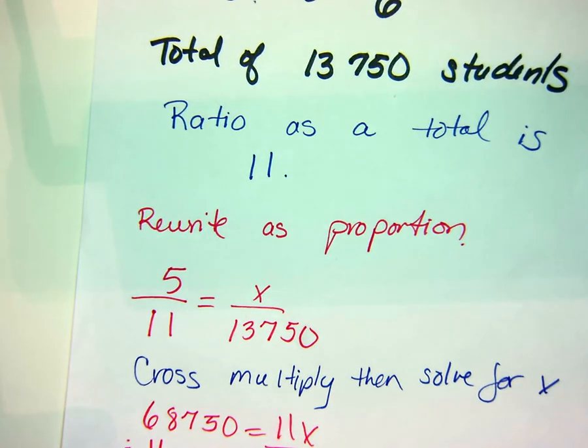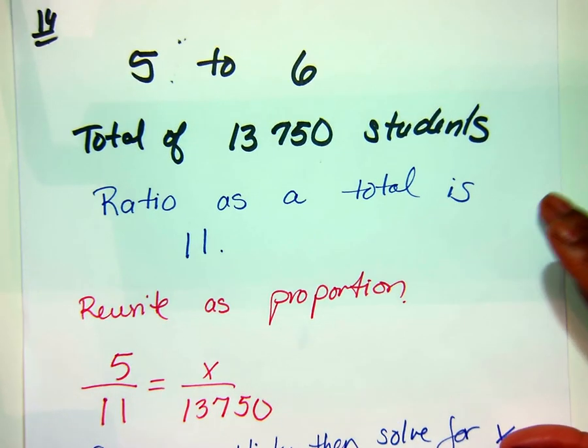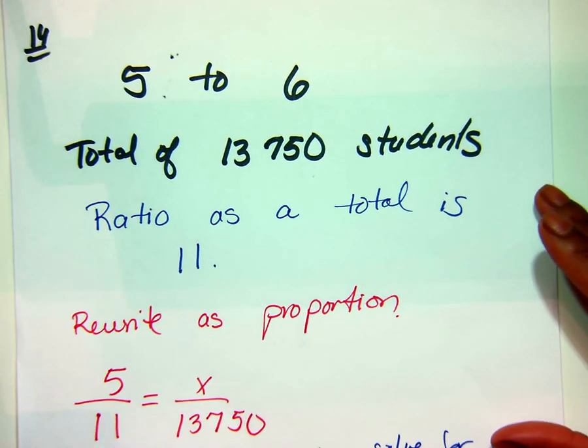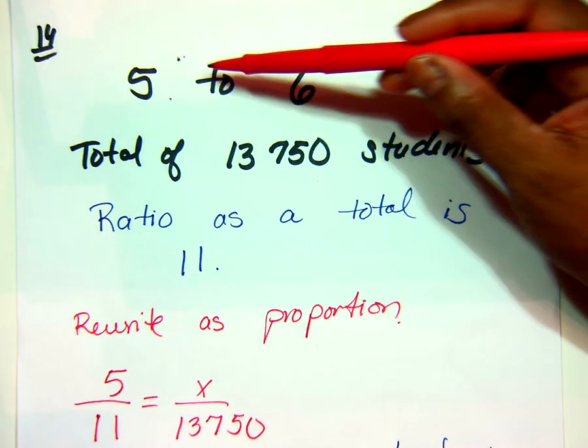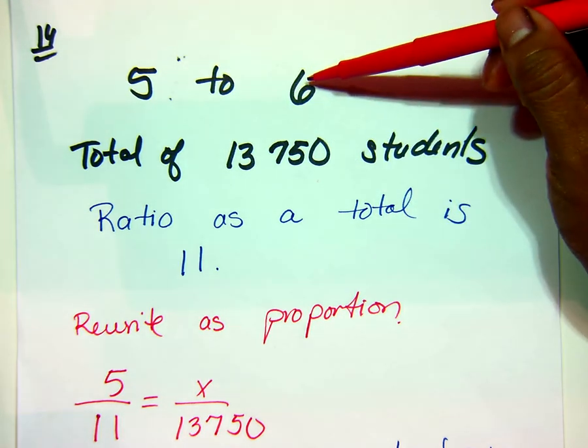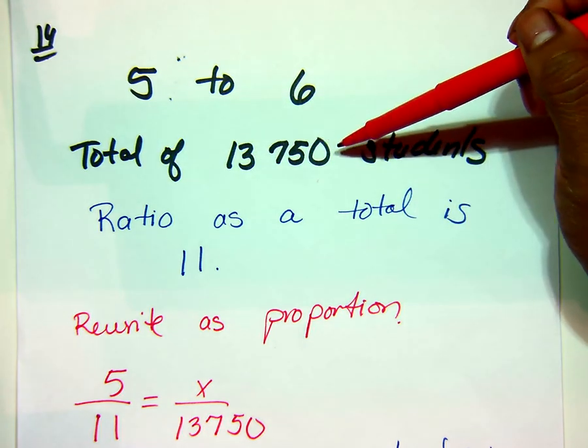Here's your last example. It's given to you as a word problem, and unfortunately you can't see it right now. So when it's your turn to do it, make sure you look and see what the total or what the ratio is first. So your ratio given in this particular example is 5 to 6. What also was given to you was a total of 13,750 students.